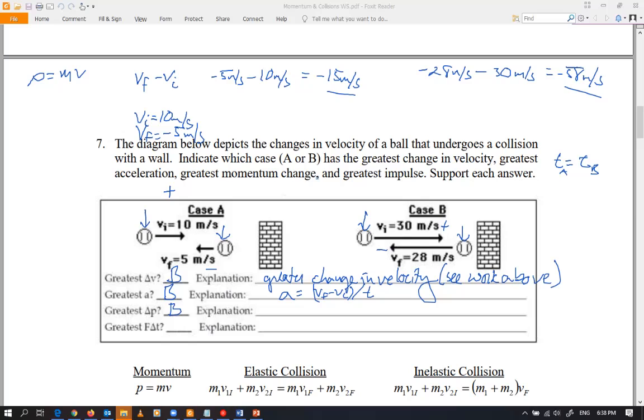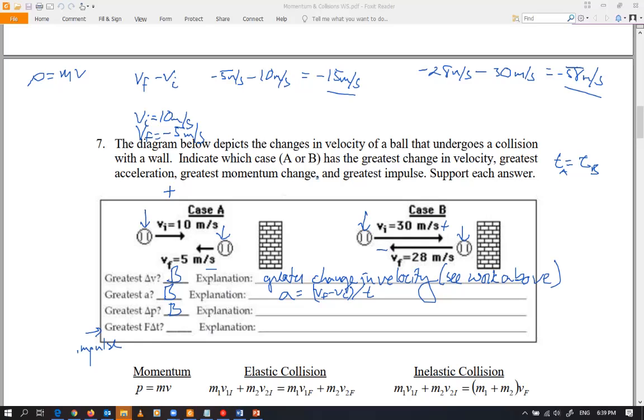Now, when we take a look at force times delta t, that change in time, this is going to be our impulse, right? Impulse. And that's going to depend, again, on how much time it takes. If we assume in this particular example that the time is the same, the force is going to be bigger on one versus the other, because if we say that the mass is the same, then we have a greater change in velocity for case B. That means our impulse is going to be bigger for case B.